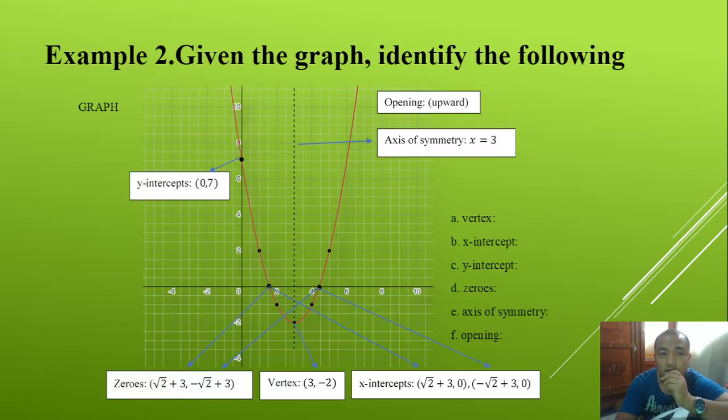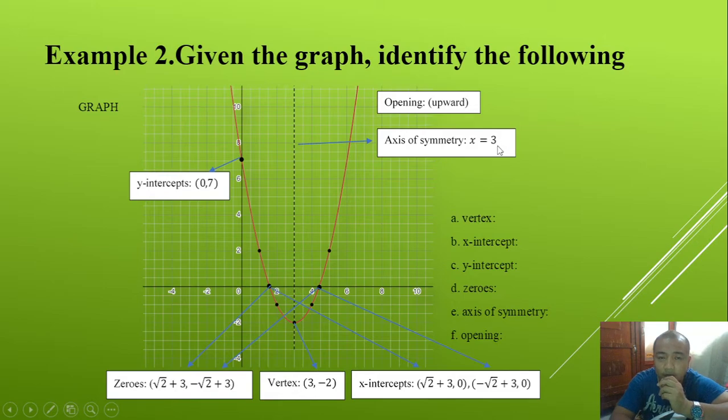Okay, any question? Let's proceed to example 2. Given the graph, identify the following. As you can see, the parabola opens upward, so it has a minimum value. For the y-intercept, 0, 7, or just simply 7. For the axis of symmetry, the line that passes through the vertex, x equals 3.